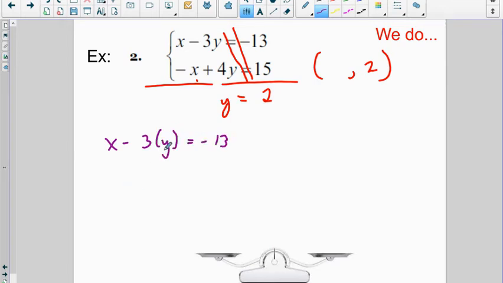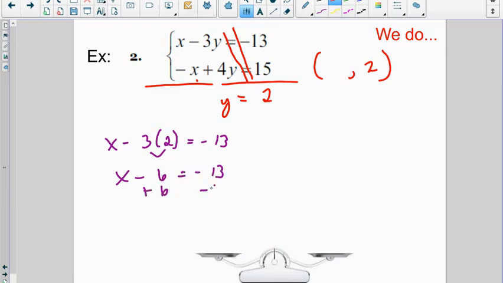You might be wondering, well, why did you do parentheses around the y? Well, I did that because that's what I know I can substitute for. I know that since y equals 2, I can replace y with a value of 2 now, and I can use that to solve this equation. So I multiply first. 3 times 2 is 6, so it's x minus 6 equals negative 13.